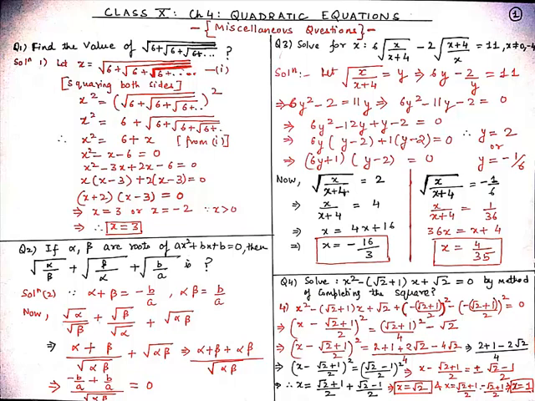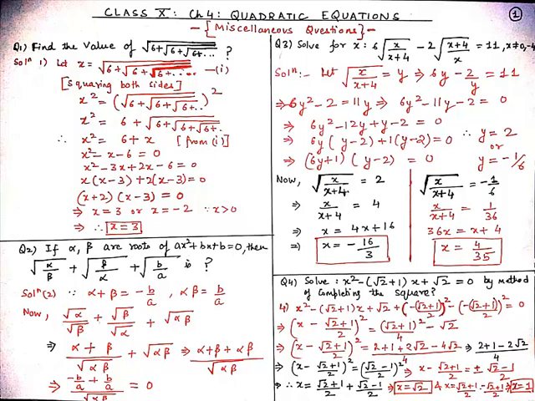Now by the splitting the middle term method, we can write x square minus 3x plus 2x minus 6 equal to 0. From x square minus 3x, x is taken as common and in bracket we get x minus 3. And from 2x minus 6, 2 is taken as common and in bracket we get x minus 3, which is equal to 0. So from here we get two factors, x plus 2 and x minus 3, which is equal to 0. So we get x equal to 3 or x equal to minus 2. Since as per the question x is greater than 0, the value of x for this question is 3.